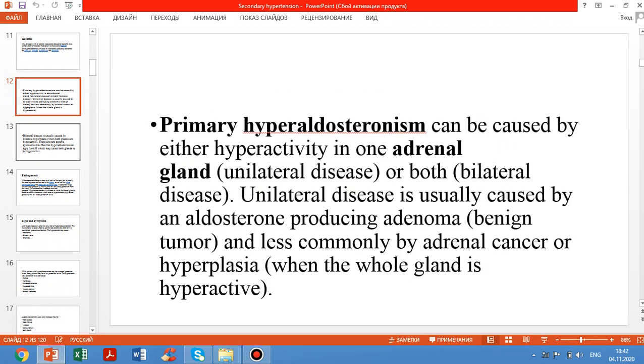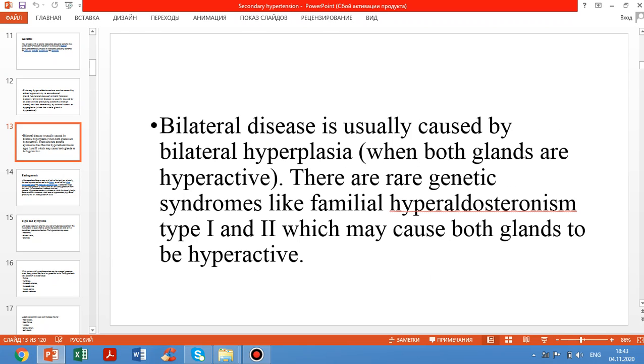Primary hyperaldosteronism can be caused by hyperactivity of either one adrenal gland or both. Unilateral disease is usually caused by aldosterone-producing adenoma and less commonly by adrenal cancer or hyperplasia. Bilateral disease is usually caused by bilateral hyperplasia. There are rare genetic syndromes like familial hyperaldosteronism type 1 and 2, which may cause both glands to be hyperactive.